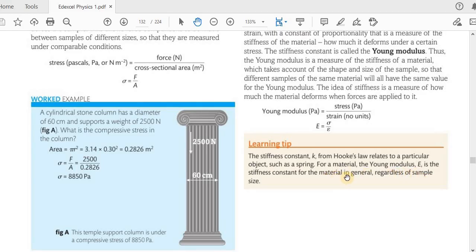See, I mentioned this in the beginning of the lesson. E is a constant for a certain material, but k, even if the object is made of the same material, say for example a spring, will be different for different springs of the same material. The value of k differs, but the value of E is the same.